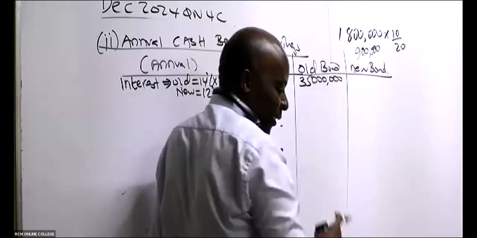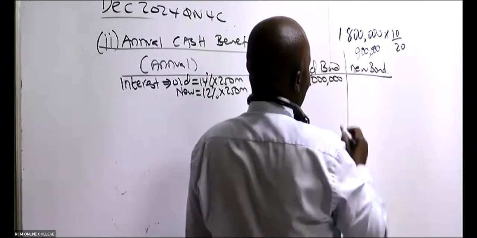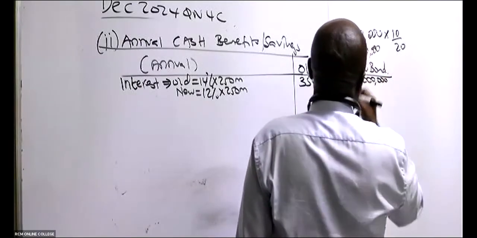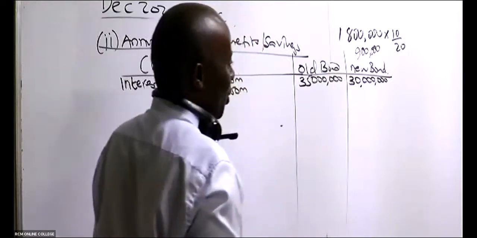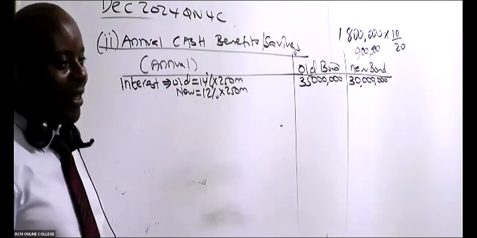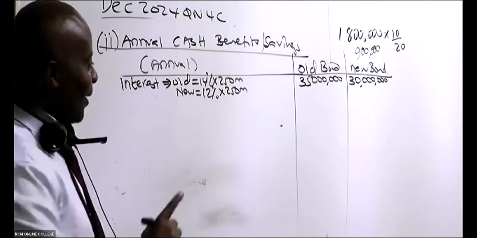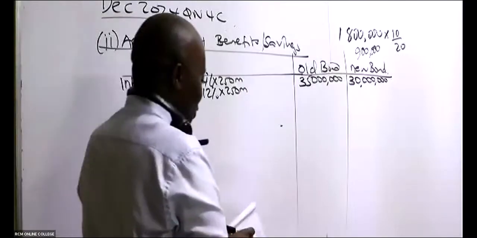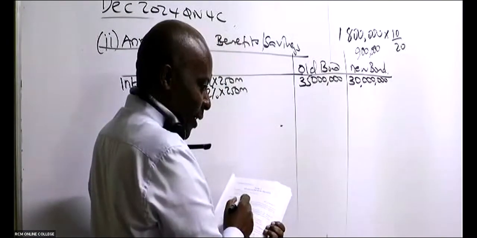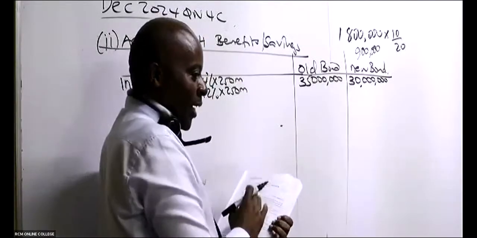How about the new bond? 30 million, right? Thank you very much. The interest, you know, we have the rates of interest, right? Are you able to remember the old bond was 14%? 14% of the total amount, the total loan.